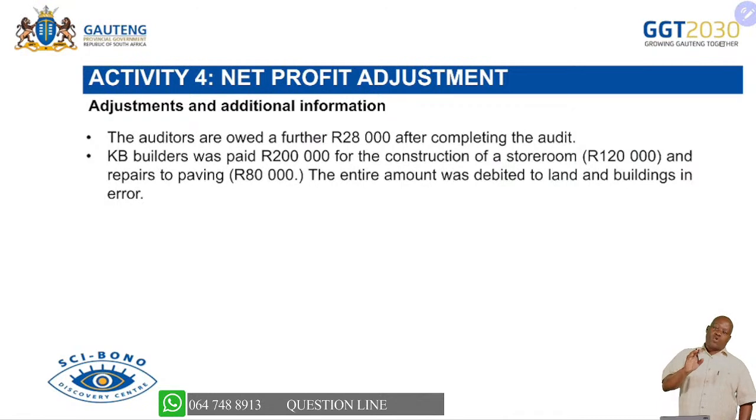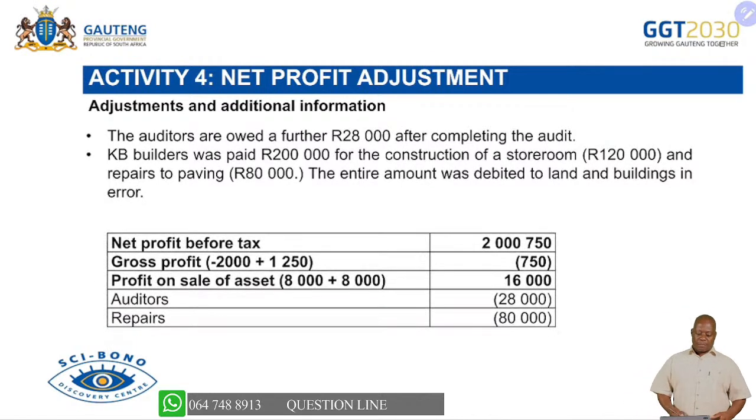So it was not supposed to be recorded as a capital expenditure. It was not supposed to be recorded to the land and buildings. It should have been in our income statement as an expense. So that is going to reduce our profits. There we are. The two amounts going to affect our profits in a negative way. So let's see how it's going to be done.